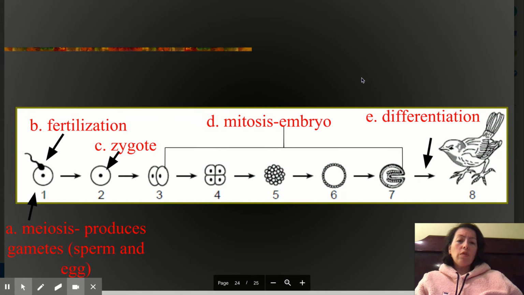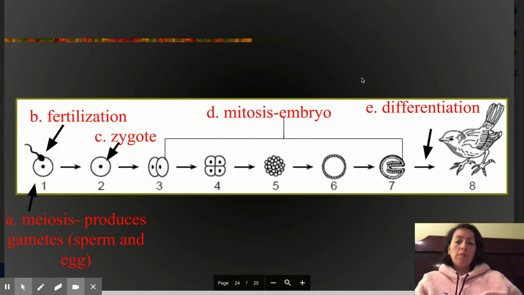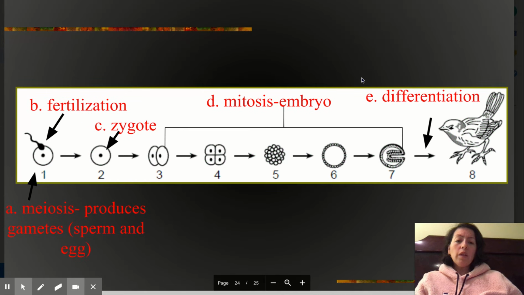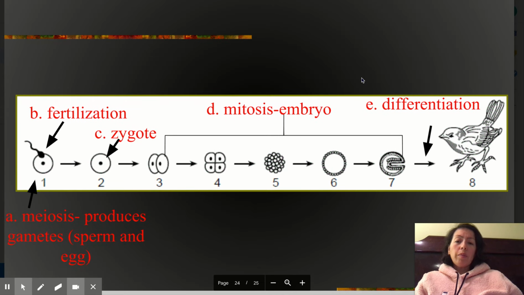Now, just to review, I wanted to show you this picture because this comes up a lot in some of the questions that are going to follow on the Castle Learning. So, when you're talking about reproduction, a lot of processes, but just to kind of keep it all in order, you have to start with meiosis. Meiosis produces sperm and egg. You can't reproduce without those two cells, okay? And remember, they have half the DNA.